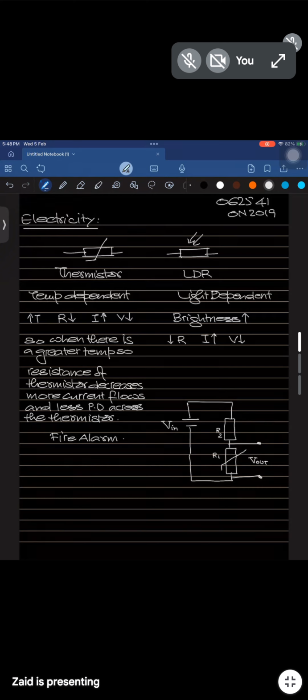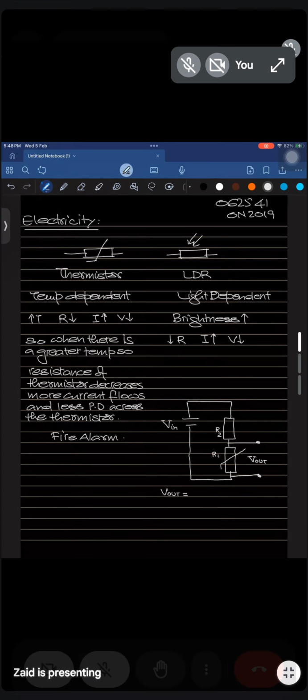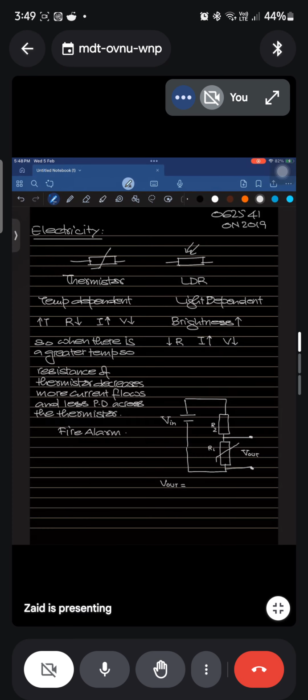If you're supposed to find the value of V out, this is going to be a three marker. Umar, the question you were stuck on is going to be solved like this. V out is equal to R1 over R1 plus R2 multiplied by V in. Make sure that the component along which the potential divider output is connected is always called R1. Now quickly solve this problem.